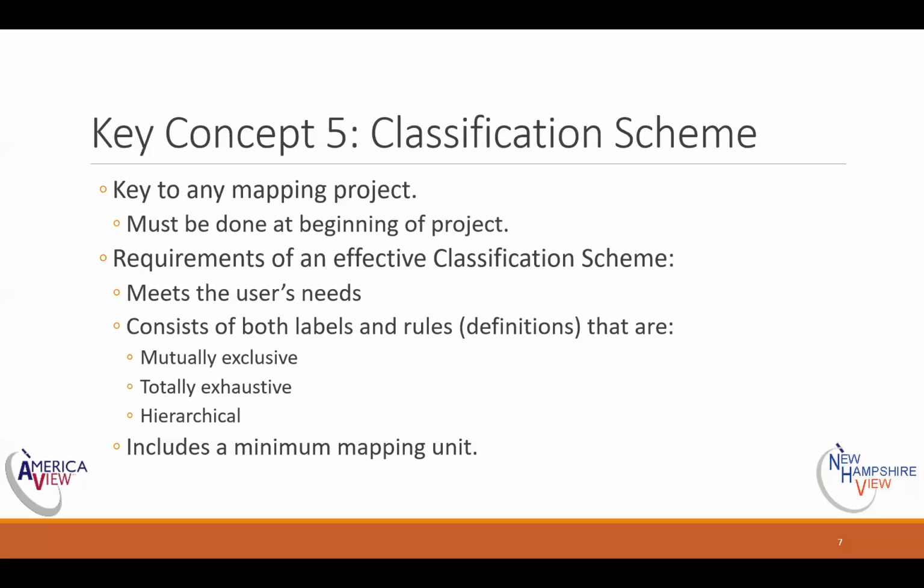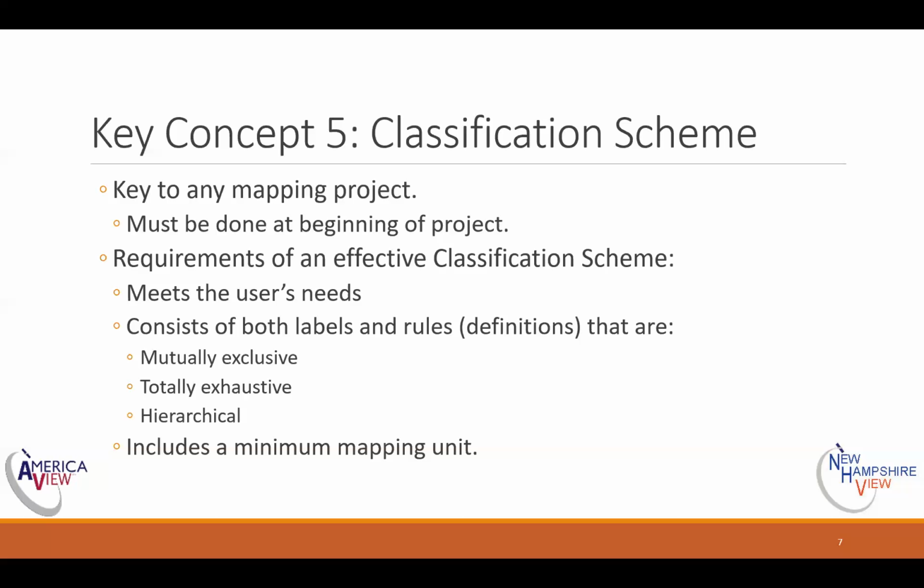Okay. Lastly, and this is absolutely related to the classification scheme, is something called the minimum mapping unit. If you've done any photo interpretation, you understand the concept of minimum mapping unit. Minimum mapping unit is the smallest area that you're willing to map. Anything smaller than that gets lumped into another category. Anything larger than the minimum mapping unit gets identified as its own area. And that's really, really important.